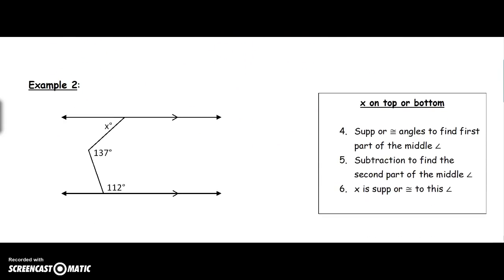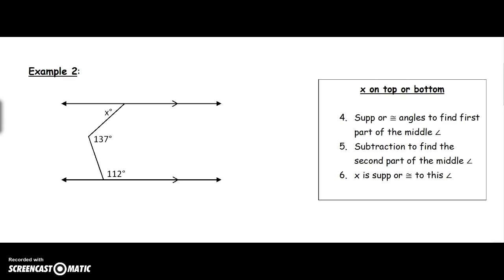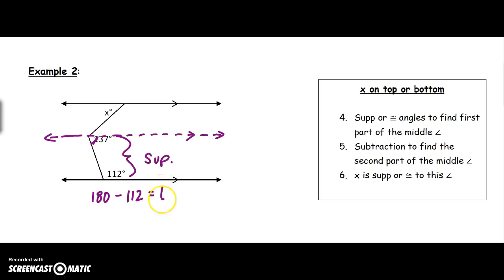How you would find it if x is on one of the edges is by going through the same process. So again, you're going to draw that line that's parallel to the others. And let's talk about the bottom half. The bottom half gives you an angle of 112. The crook is on the right-hand side this time, so this would be supplementary. So in order to figure out what this bottom half measures, you're going to do 180 minus 112, and that gives you 68.